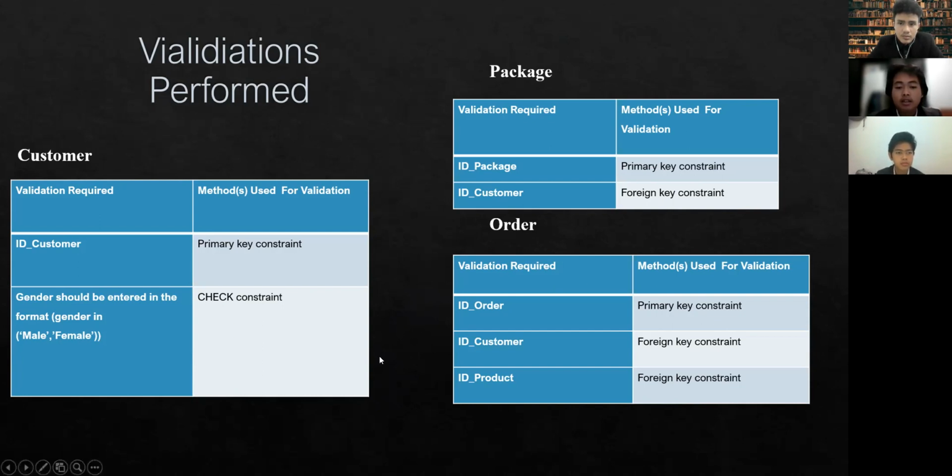The third table is order. Validation required are ID order. Methods used for validation is primary key constraint. The next is ID customer. The method used for validation is foreign key constraint. The last one is ID product. The method used for validation is foreign key constraint.